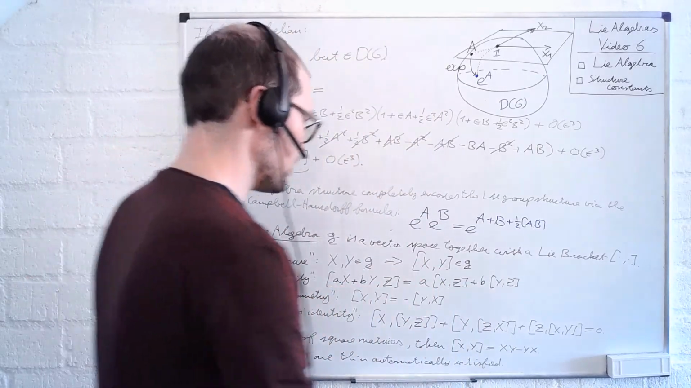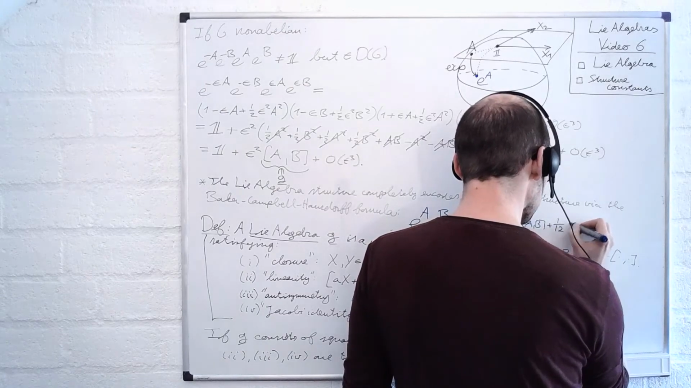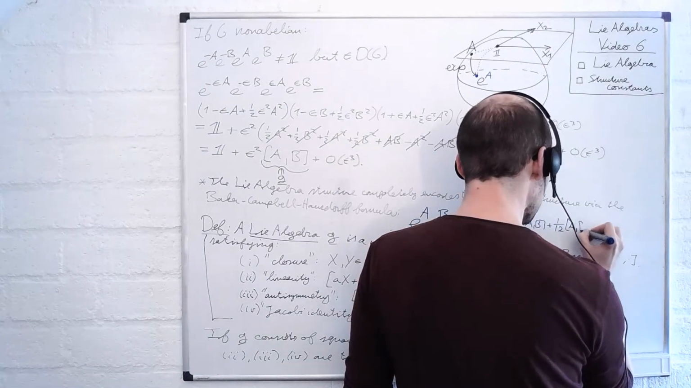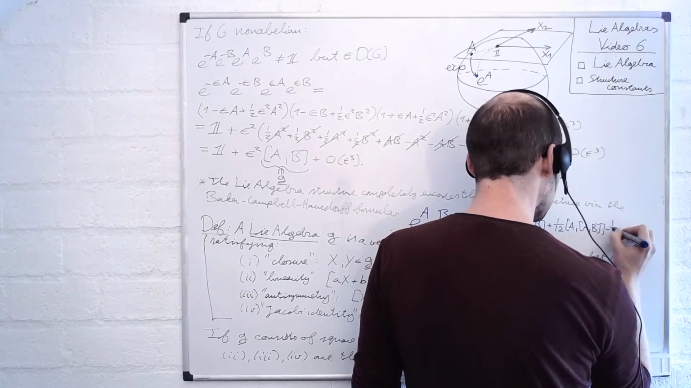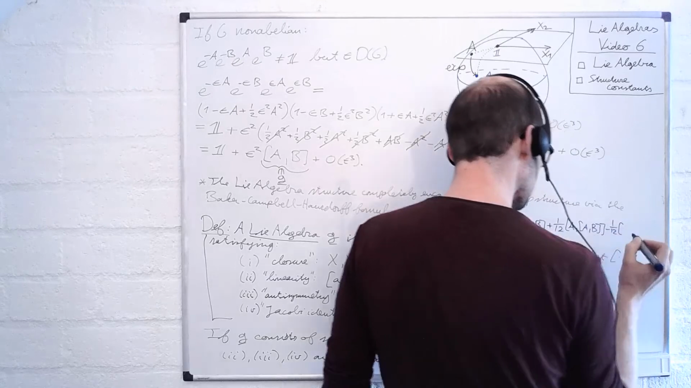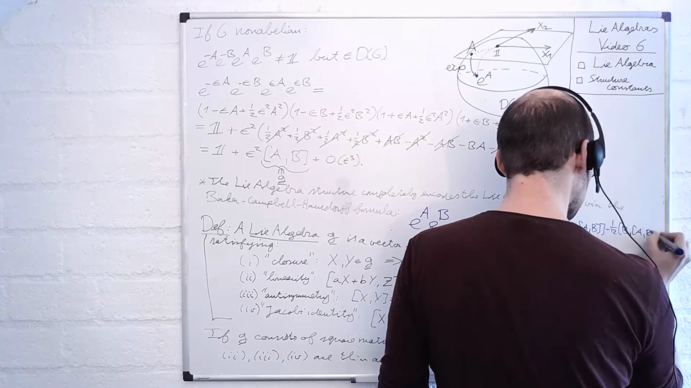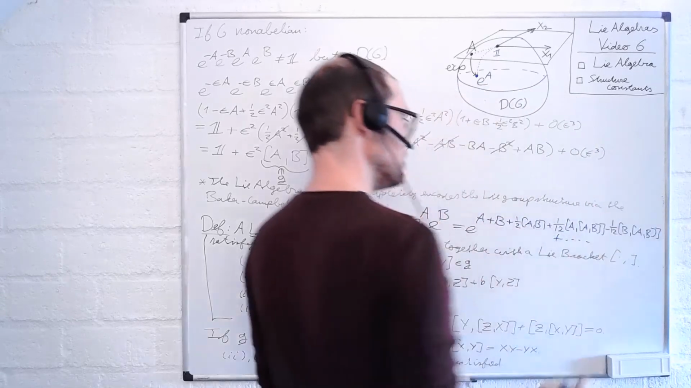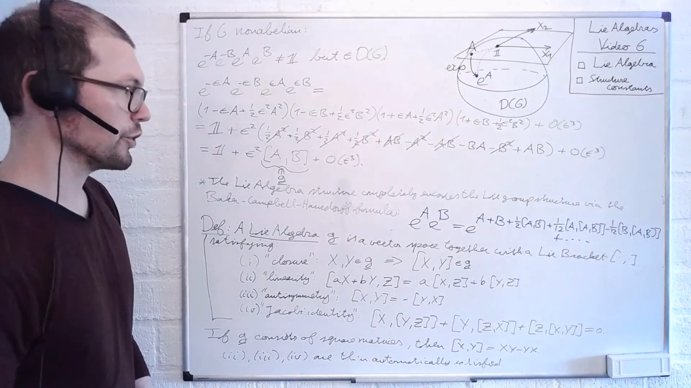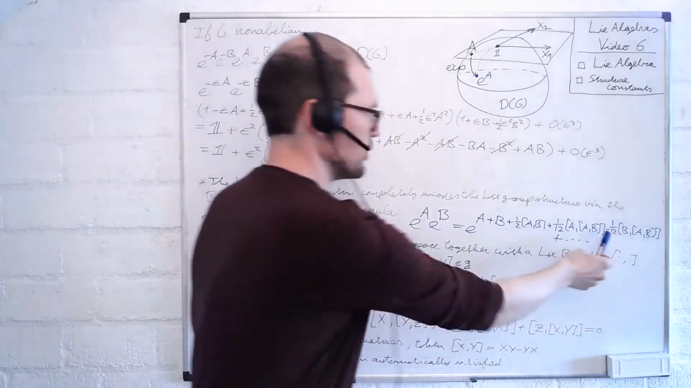And then there are higher order corrections, so you get A plus 1/12 [A, [A, B]] minus 1/12 [B, [A, B]], plus even higher order commutator terms. So these are multi-commutators, if you like.